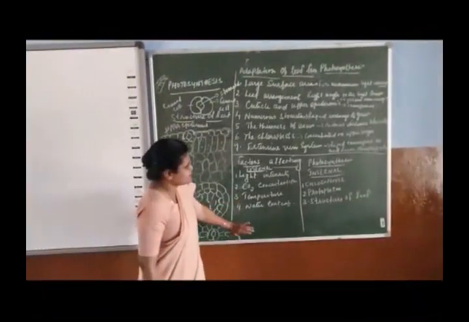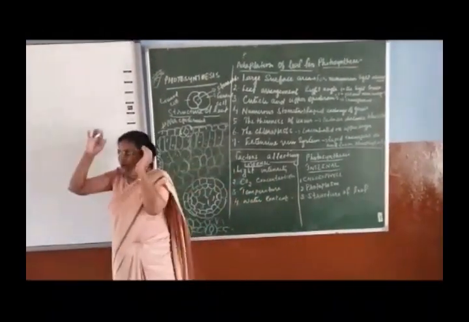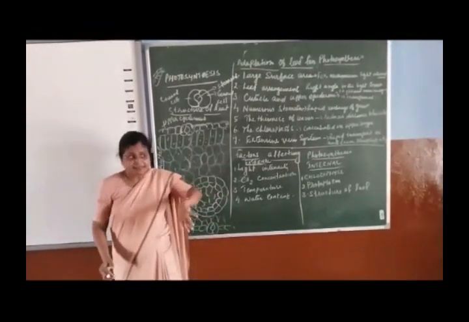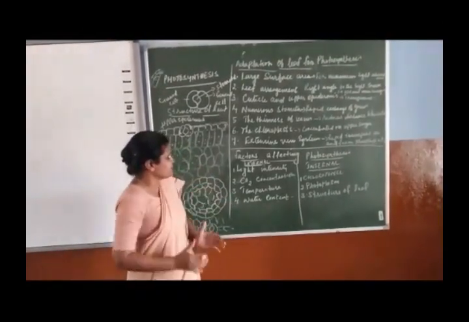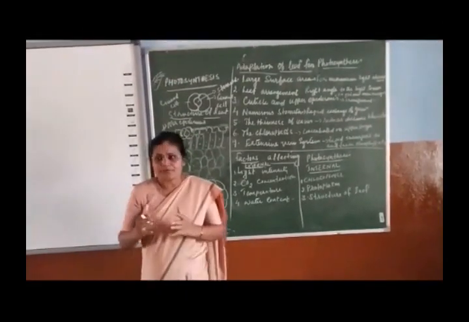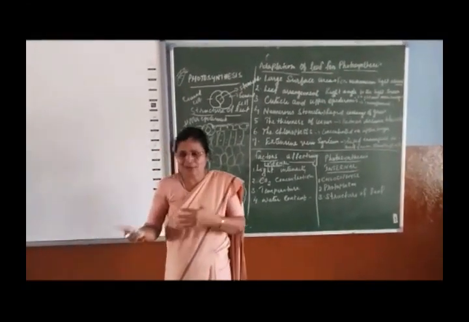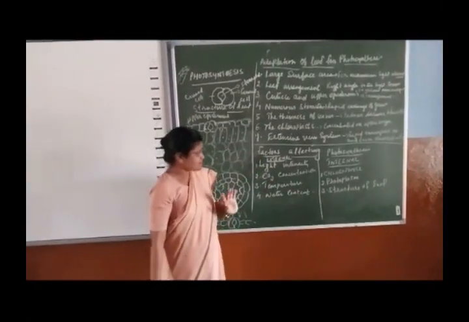Next, coming to factors affecting photosynthesis. There are 2 types of factors. One is the atmospheric or external factor. Second, the internal factors. These are the different external factors that affect photosynthesis, either accelerating or decelerating it. Number 1 is light intensity.